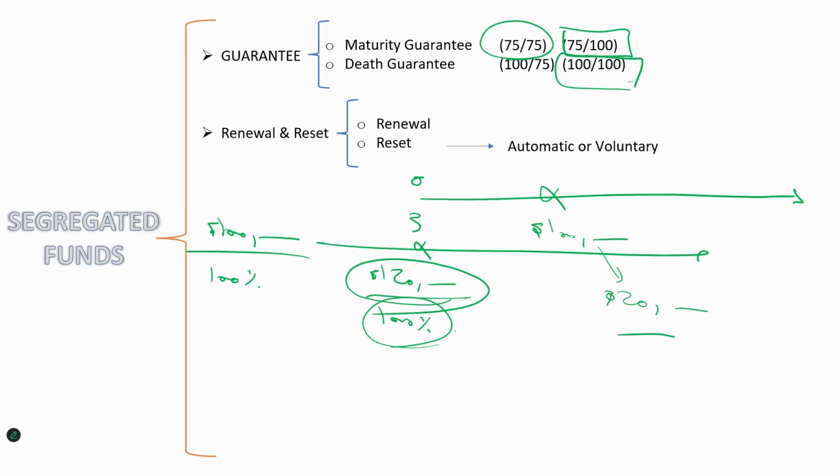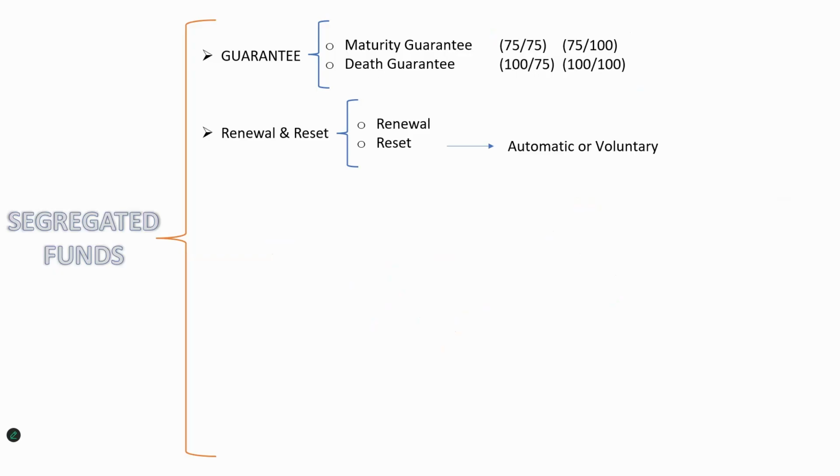So we have two types of resets. The first one is automatic, which means that you will just reset it every year automatically, or maybe every 2 years, whatever it is designed for. Voluntary means that you're going to do it whenever you feel it's the right time, but there are limitations to it. Like you can't do it every month or every week. They usually allow you to do it once a year.